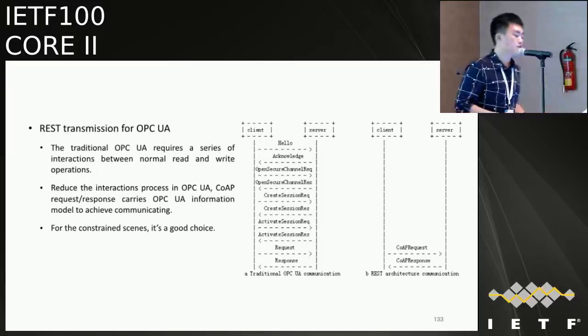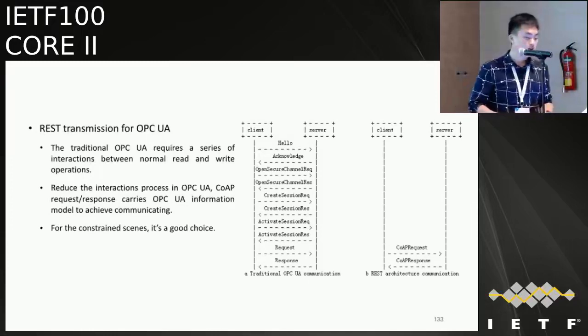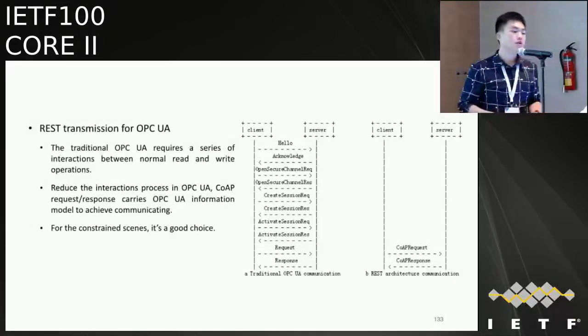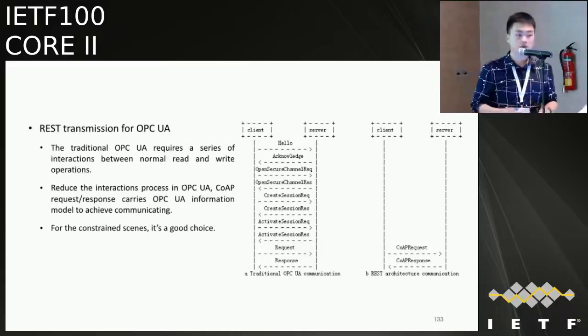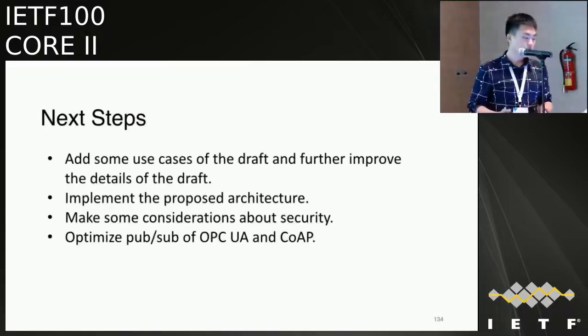The third one is REST transmission for OPC UA. The traditional OPC UA needs a series of interactions to establish a session between client and server. This scheme reduces the interaction process in OPC UA. CoAP request and response can carry the OPC UA information model to achieve communication.